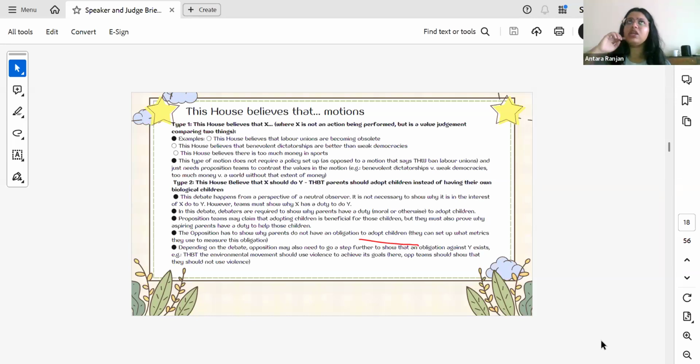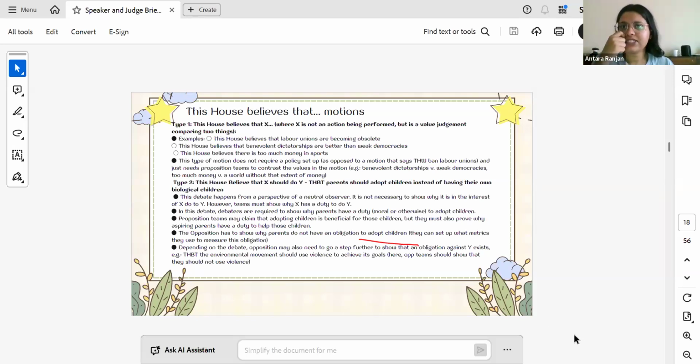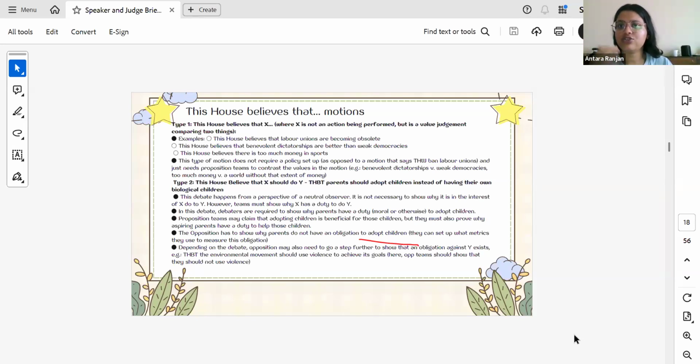If it's a severe motion, like this house believes that student protests should necessarily be violent, right?